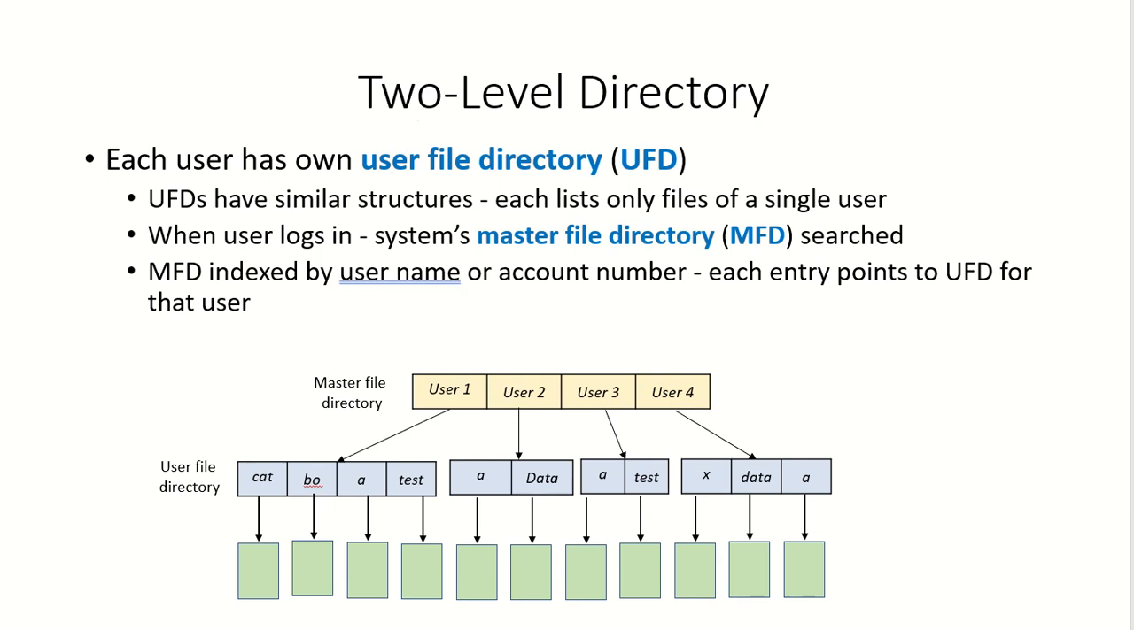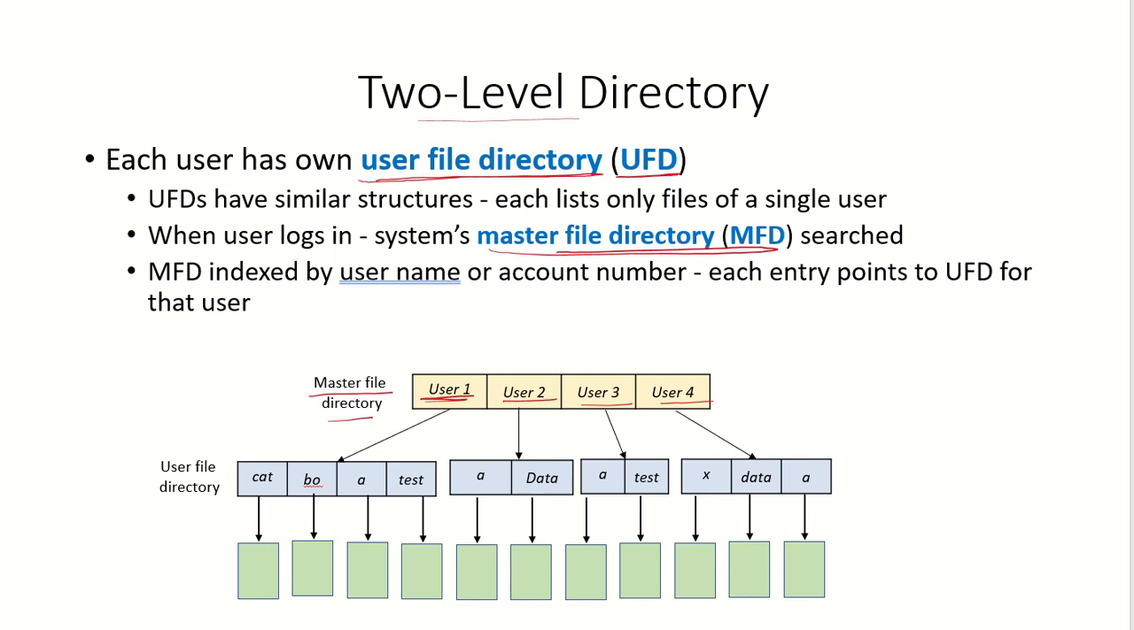Now in the two level directory, each user will have his or her own user file directory, or the UFD. So the UFD is the file directory for each single user. There is one master file directory, which is the MFD, and this master file directory has user 1, user 2, user 3, user 4. Let's say 4 users are using it.